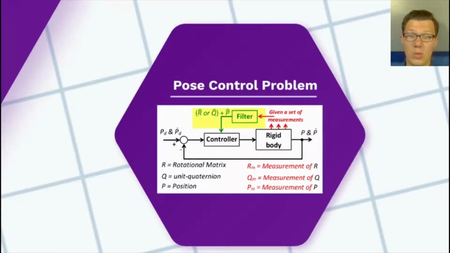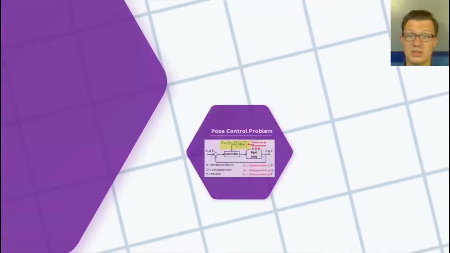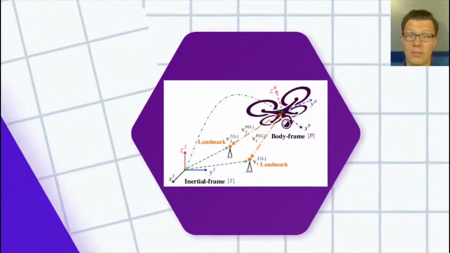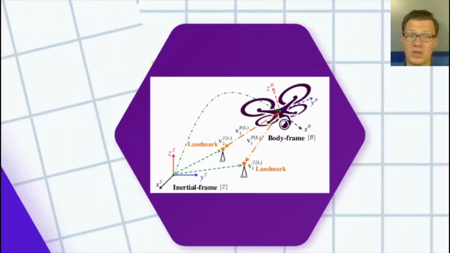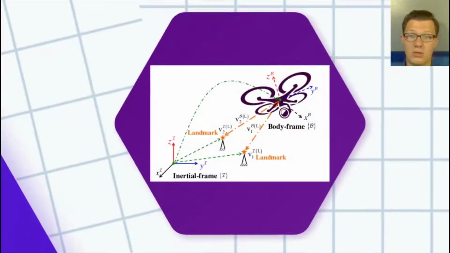In this work, we are building a filter that will take the set of sensor measurements and produce R hat and P hat, such that hopefully R hat will be very close to R and P hat will be very close to P by the end of the process. Here is the pose problem of a rigid body rotating and moving in 3D space. Normally we will obtain the pose information through the combination of an inertial measurement unit and the vision unit.